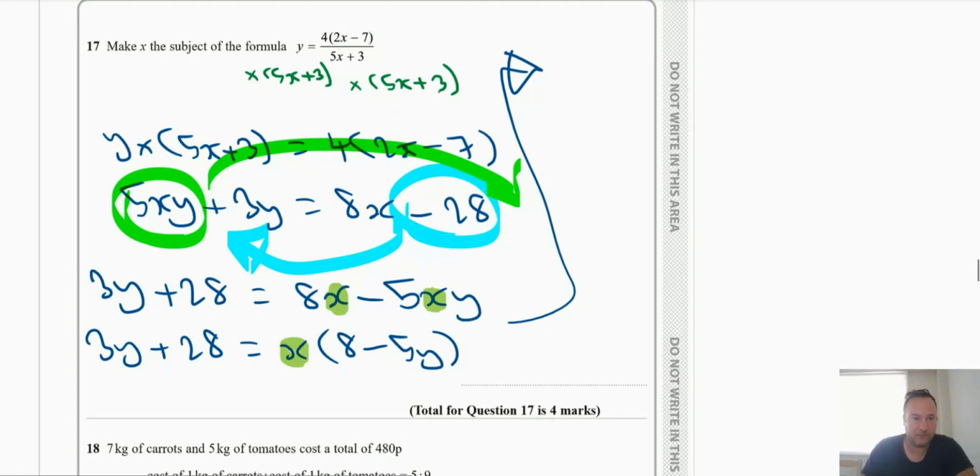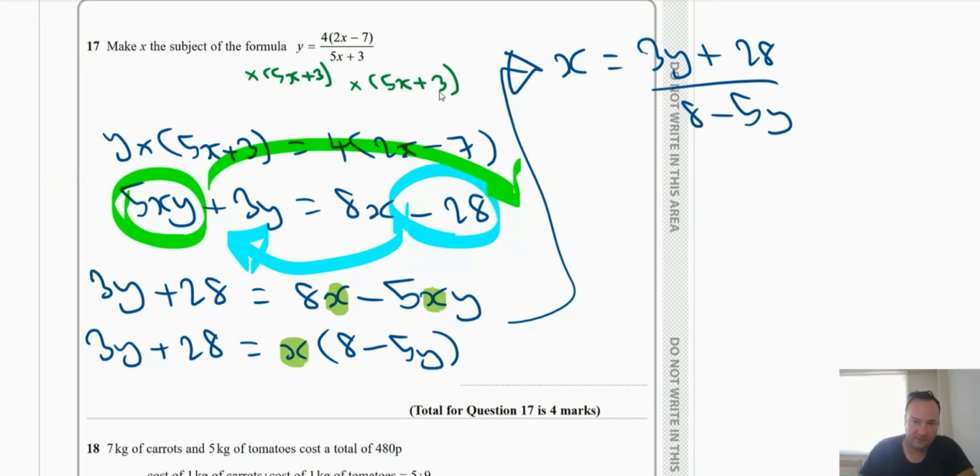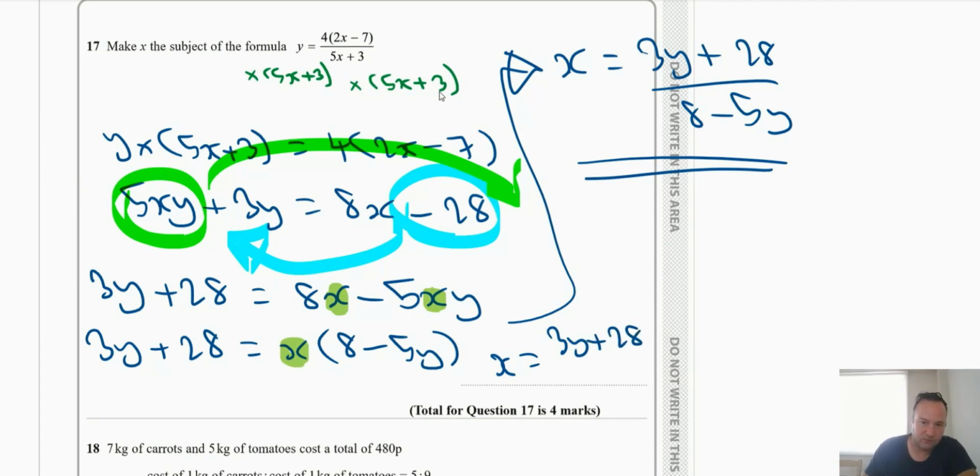Then we can divide both sides by 8 minus 5y, and we have successfully made x the subject. So x is equal to 3y plus 28 over 8 minus 5y. Then we also want to make sure that we write this out again, just to make sure that we've dotted the i's and crossed the t's, and that concludes question number 17.